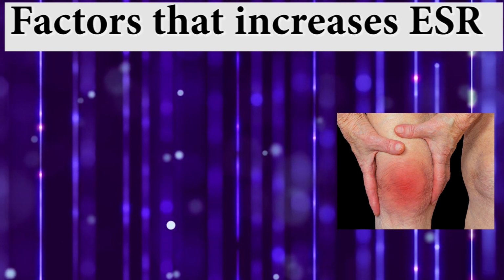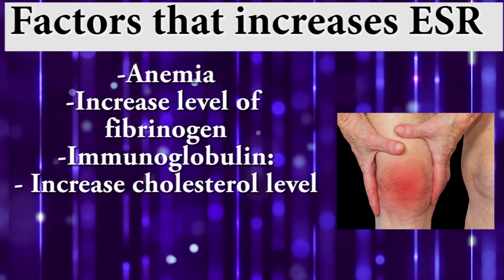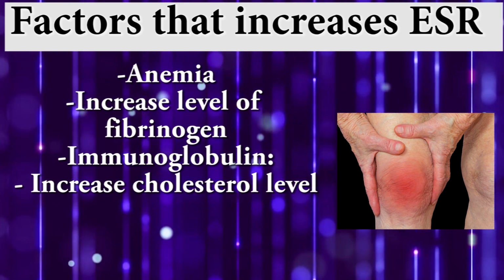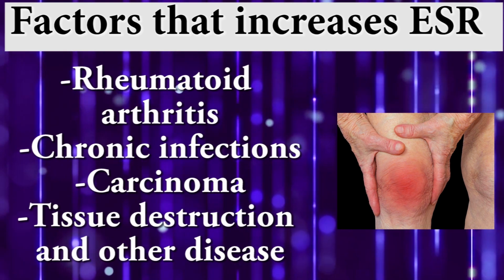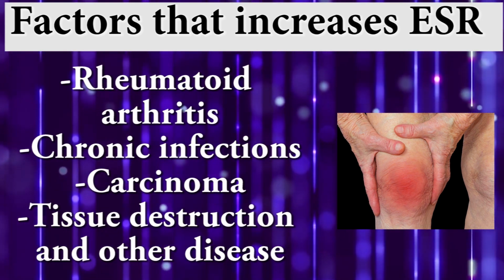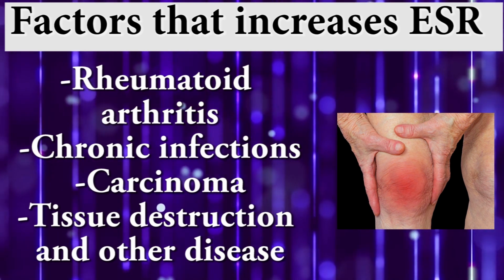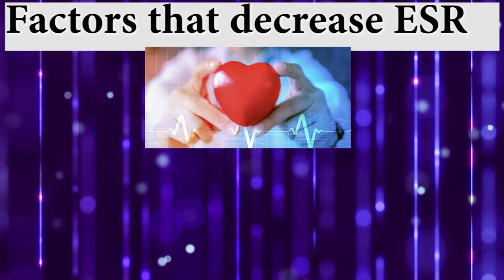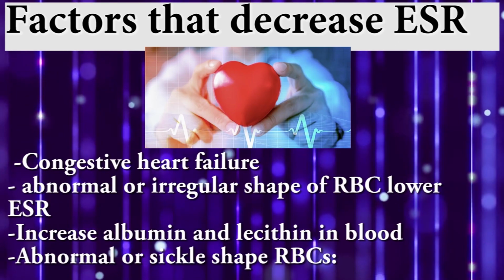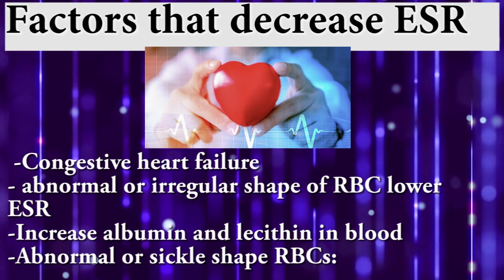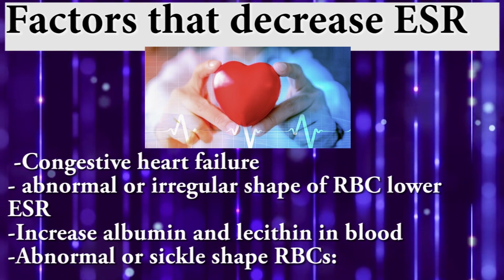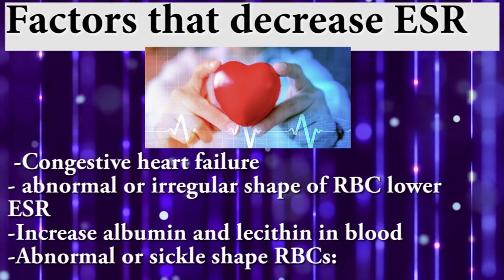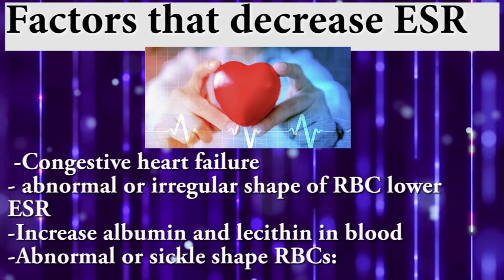Factors that increase ESR: anemia, increased level of fibrinogen, immunoglobulin, increased cholesterol level, rheumatoid arthritis, chronic infections, carcinoma, tissue destruction and other diseases. Factors that decrease ESR: increased albumin and lecithin in blood, abnormal or sickle shape RBCs, abnormal or irregular shape of RBC, lower ESR, congestive heart failure.